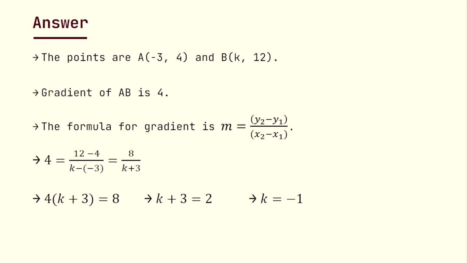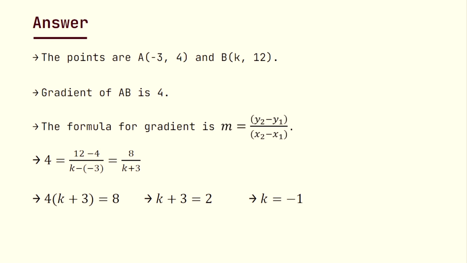From this information, we can find the point using the same formula as before. The formula is m equals the y coordinate of point 2 minus the y coordinate of point 1, divided by the x coordinate of point 2 minus the x coordinate of point 1. From this formula, we get 4 equals 8 divided by k plus 3. We get k is -1. So the k from point B is -1. Let's go to the next question.